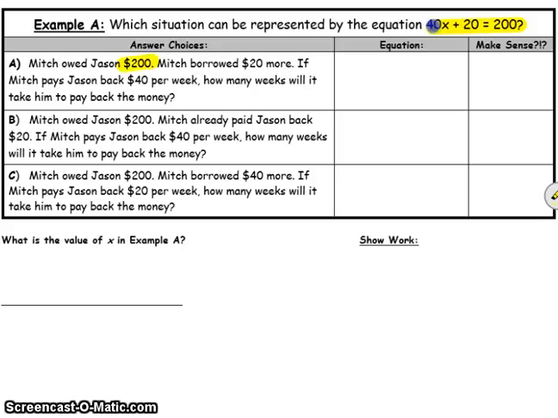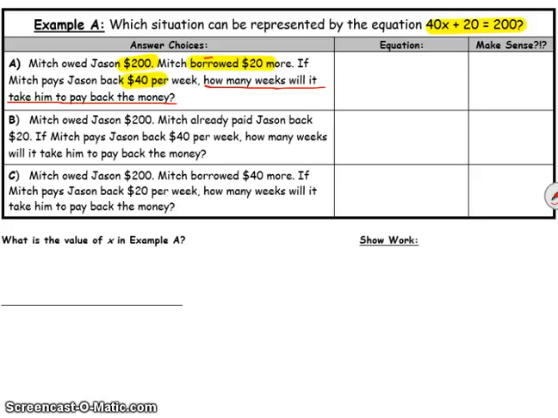200 is important. Then borrow $20 more. Anytime I'm borrowing something, I'm taking that away. So I'm subtracting. Then he wants to pay Jason back $40 per week. And then remember that I always underline my question.